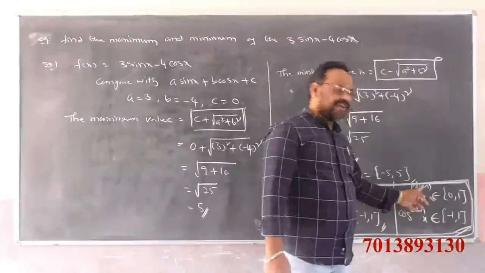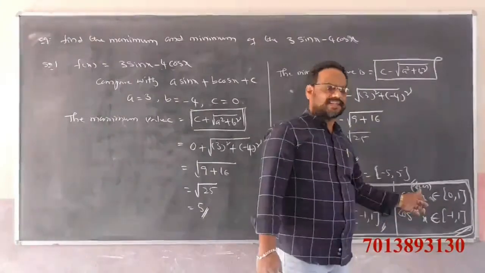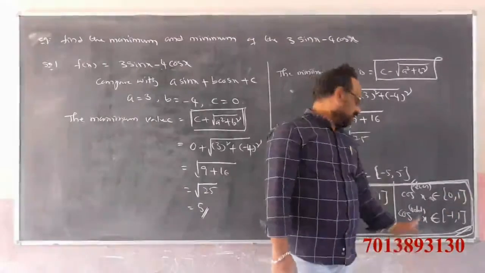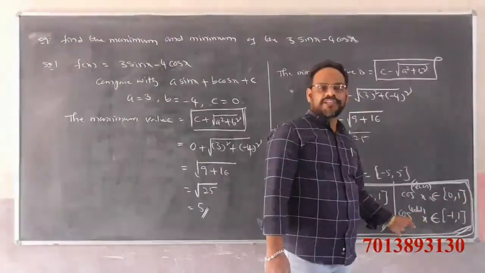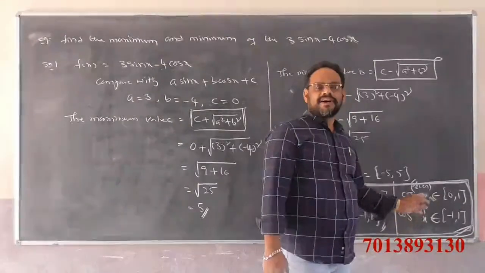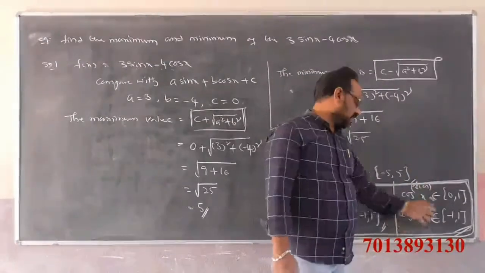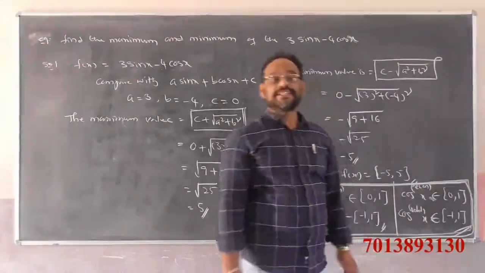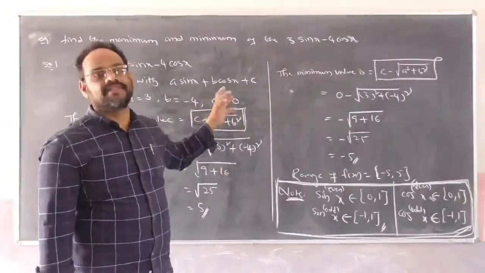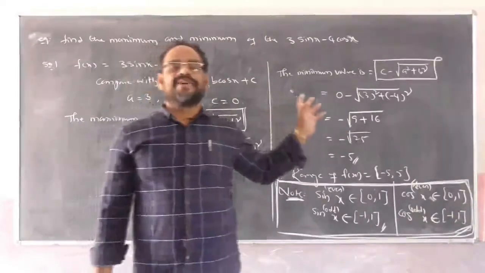So cos power even x, that is cos power 2x, cos power 4x, cos power 8x, cos power 10x: the value is 0, 1. The minimum value is 0 and the maximum value is plus 1. Cos power odd times of x, that is cos x, cos 3x, cos power 5x, cos power 7x, cos power 11x: clearly the minimum is minus 1 and the maximum is plus 1. This is called the extreme values of the trigonometric functions.